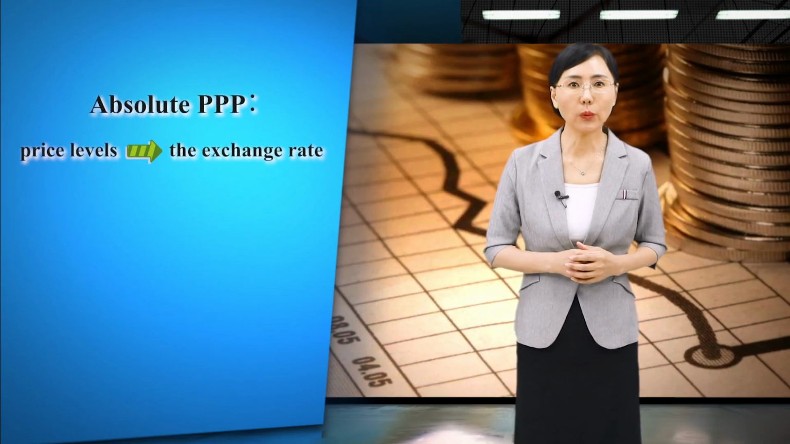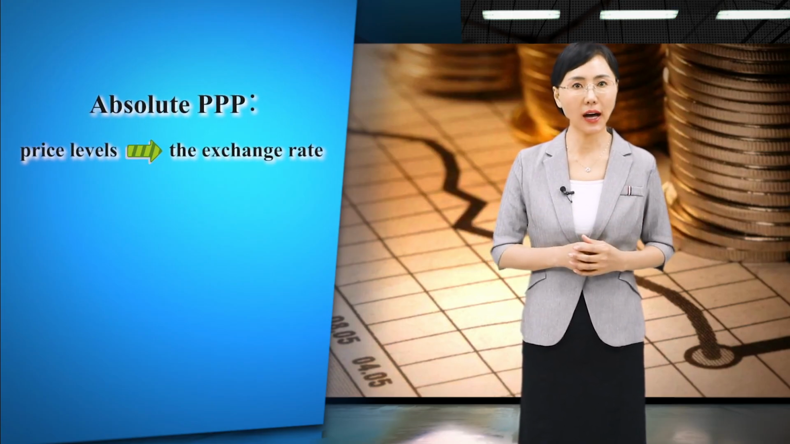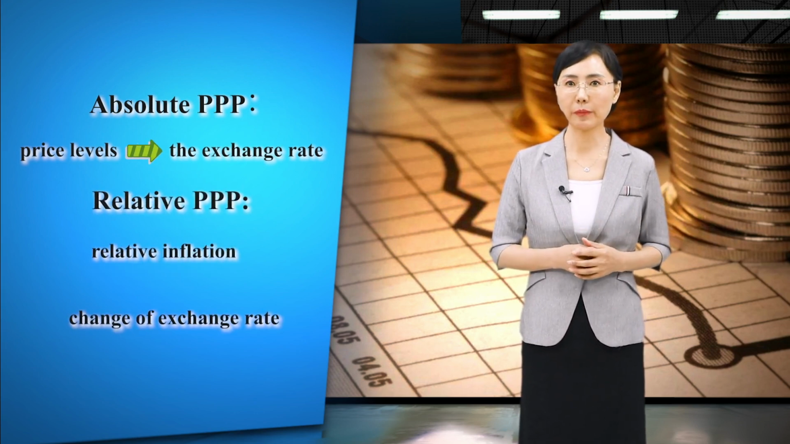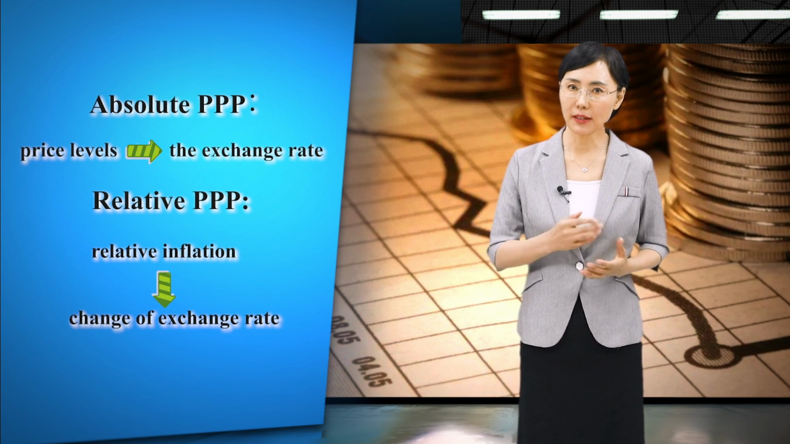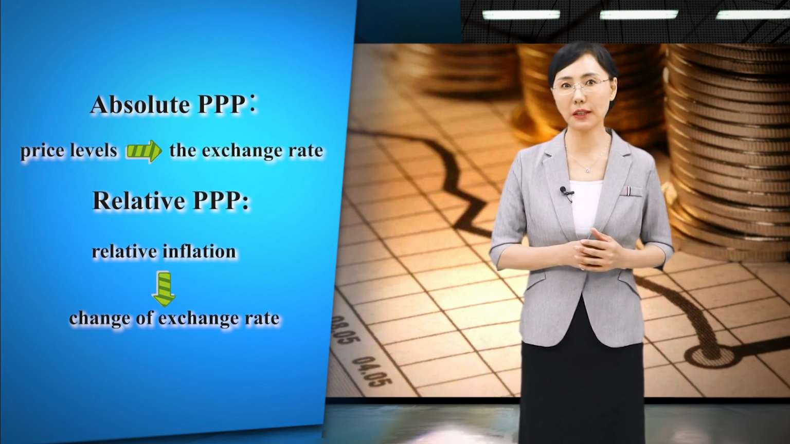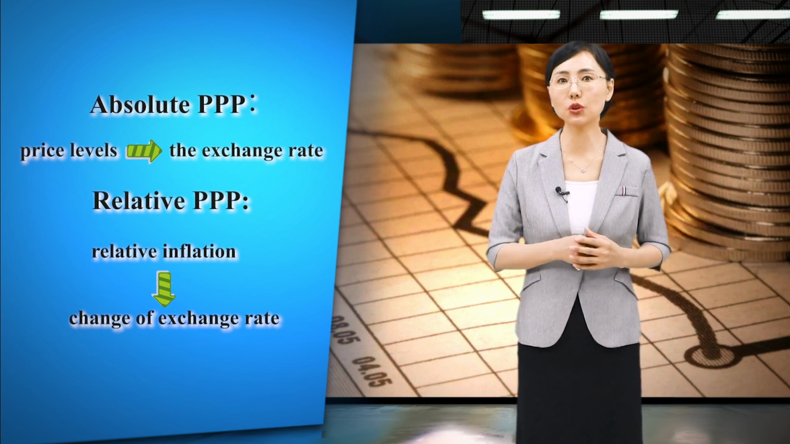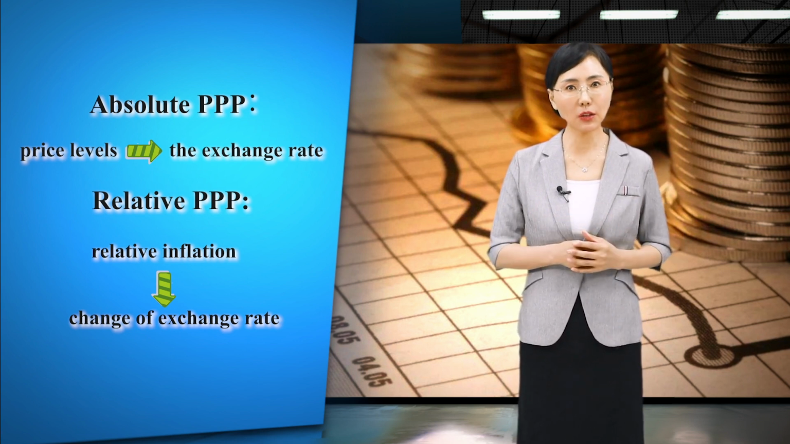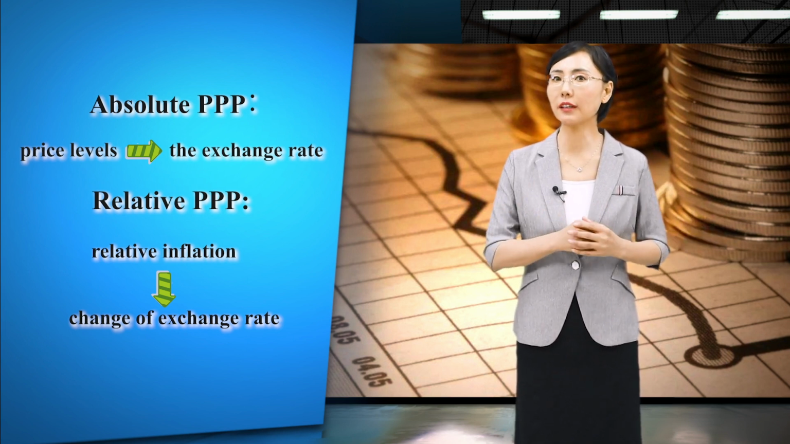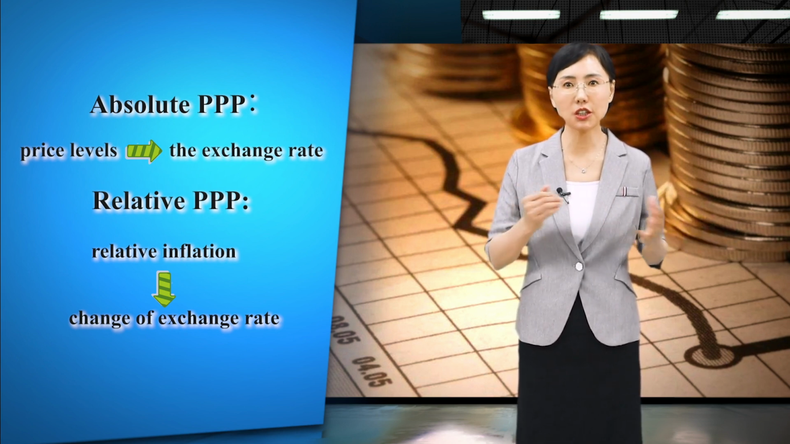Okay, now we have learned the series of absolute PPP and relative PPP. Absolute PPP is the theory about how the exchange rate is determined by the price level of two countries, while relative PPP is about the linkage between relative inflation and the change of exchange rate.